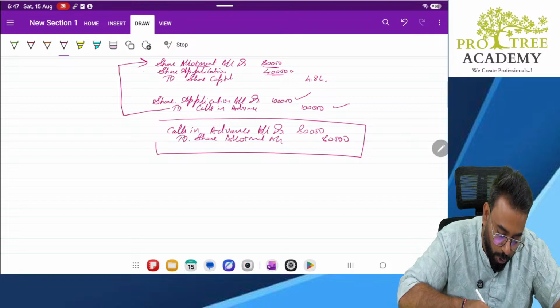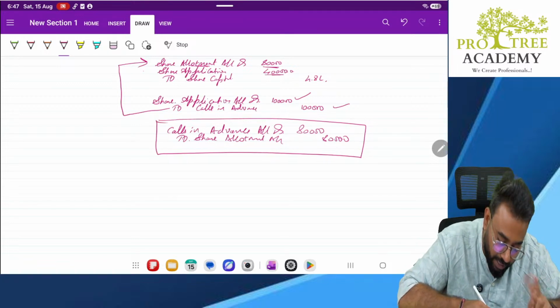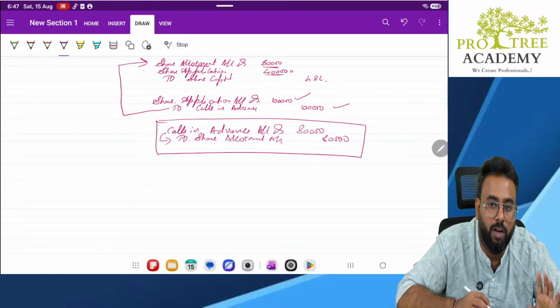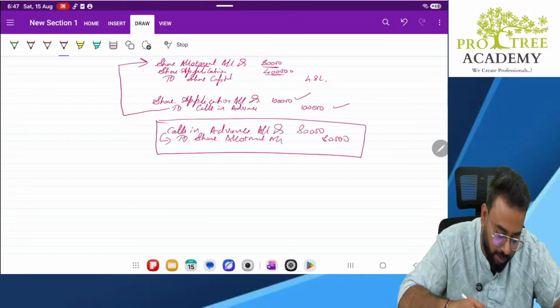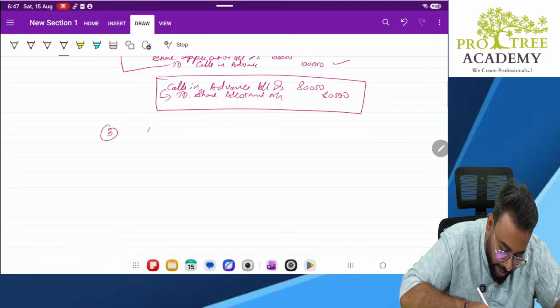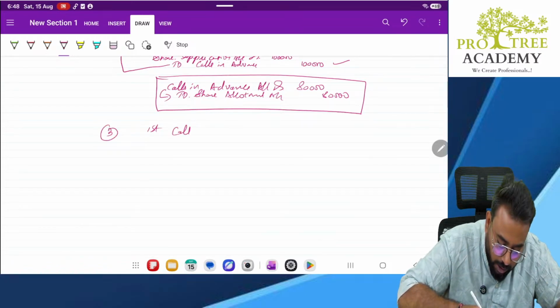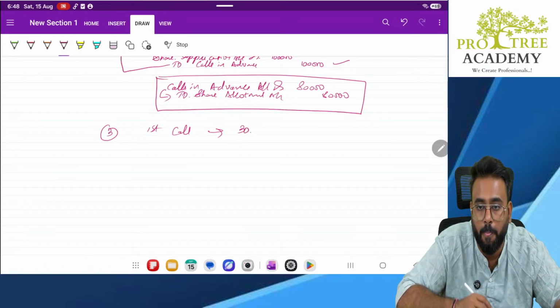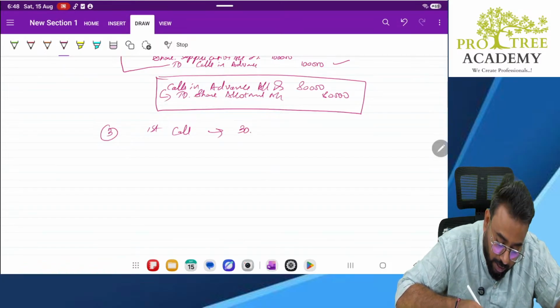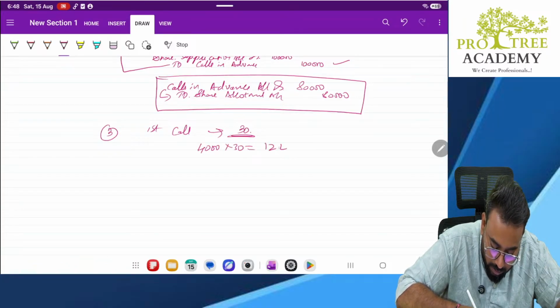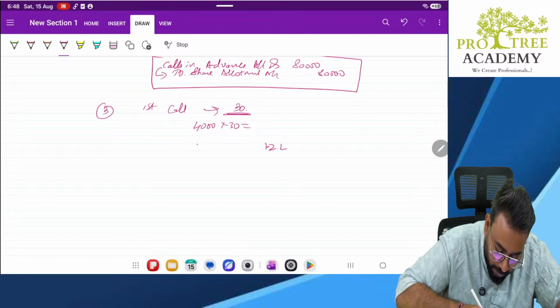So this is how you keep passing the entries. You reduce or you transfer your calls in advance account balance to the relevant call. Relevant call means whatever you have called, that much. So let's say first call was made. Suppose first call was made for 30 rupees. Now, what is the entry for that 30 rupees first call? Sir, 4,000 into 30 will be 1.2 lakhs. Correct? And what is the entry?